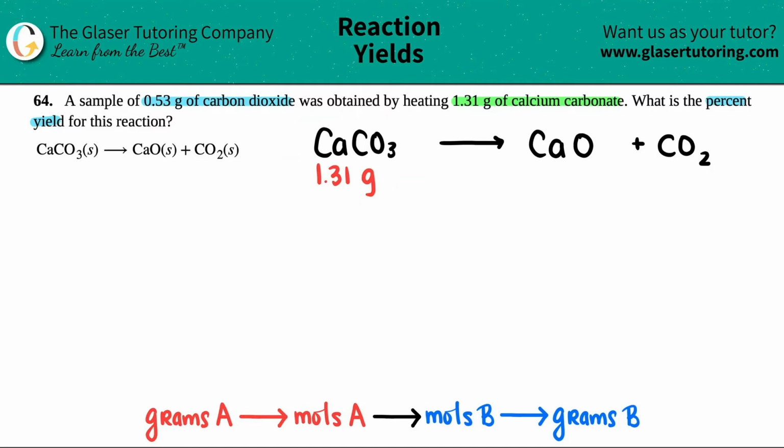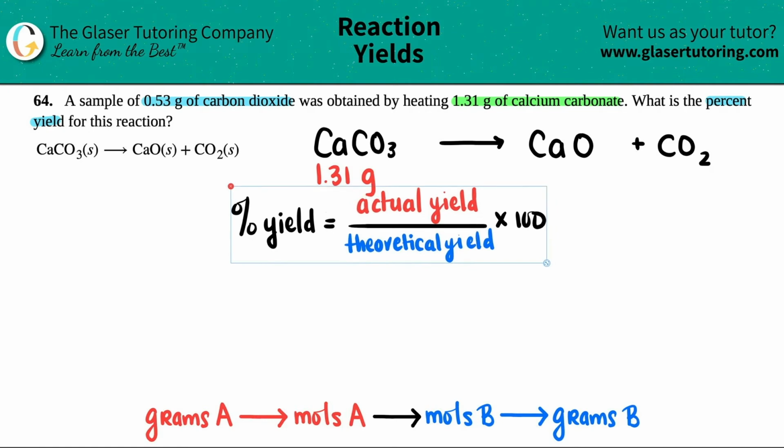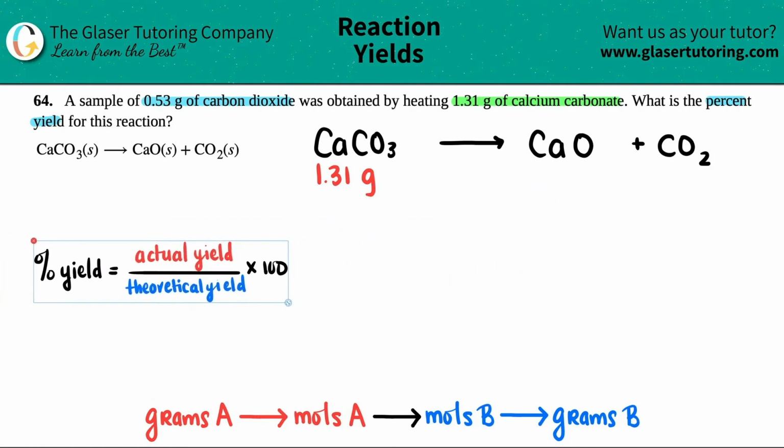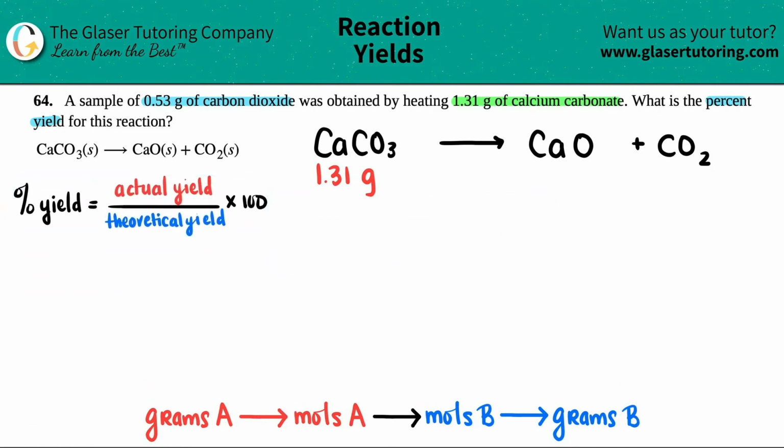And now they told us that a 0.53 gram sample was obtained, right? If you were doing an experiment, you actually obtained this. And they're asking us for the percent yield. So the formula for percent yield is always this. We're going to have to use this at some point, okay? Percent yield is just actual yield divided by theoretical yield. The actual yield is what you get in an experiment, and that's what they told you here.